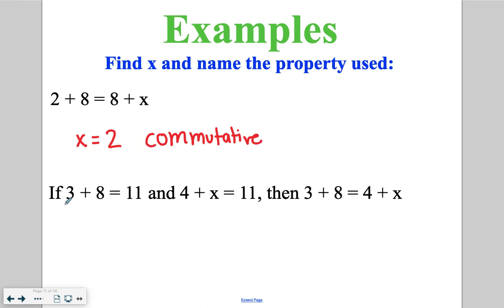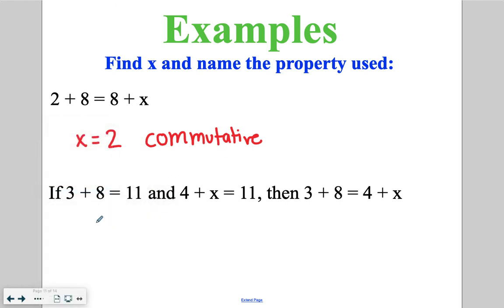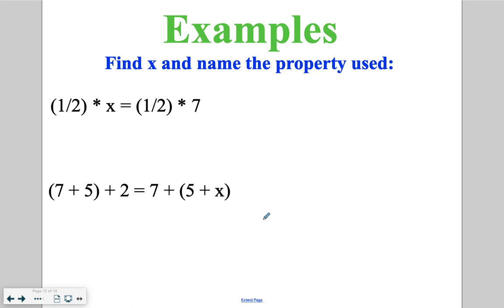And then for this second example down here, I have if 3 plus 8 is 11 and 4 plus something is 11, then 3 plus 8 equals 4 plus that something. Right here, we're trying to think about 4 plus what is equal to 11, and we all know that 4 plus 7 is equal to 11. And then if I have a first thing and a second thing, both equal to a third value, and I replace that, that becomes the transitive property, saying that those 3 things are now equal. Go ahead and try these 2 on your own.